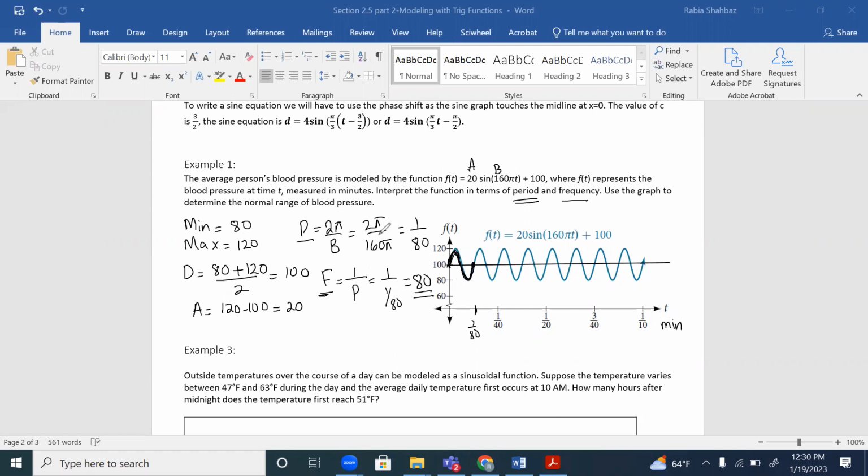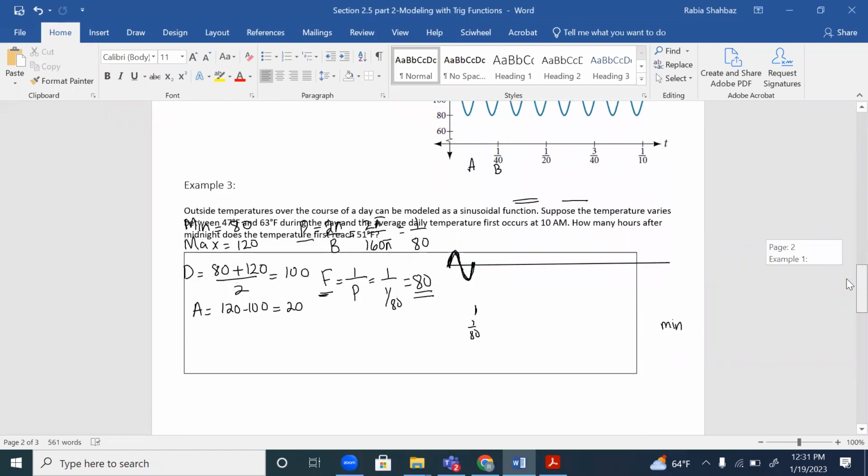This is for a normal adult, a normal person's graph of blood pressure, and that shows that it completes 80 cycles in 1 minute. So the period is 1 over 80. Hopefully this was helpful, and the minimum and the maximum values translate to the systolic and diastolic blood pressure.